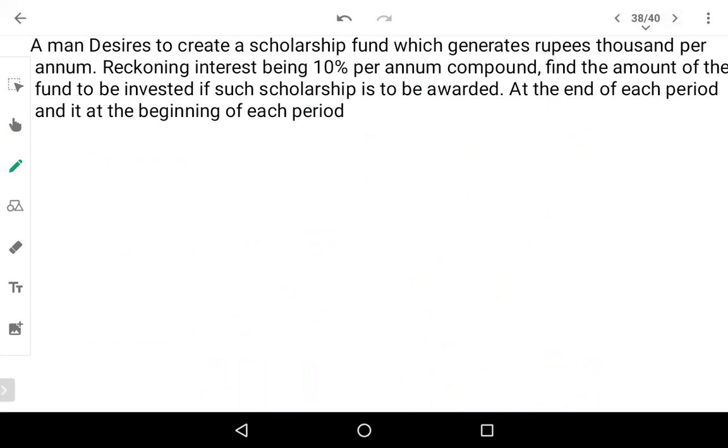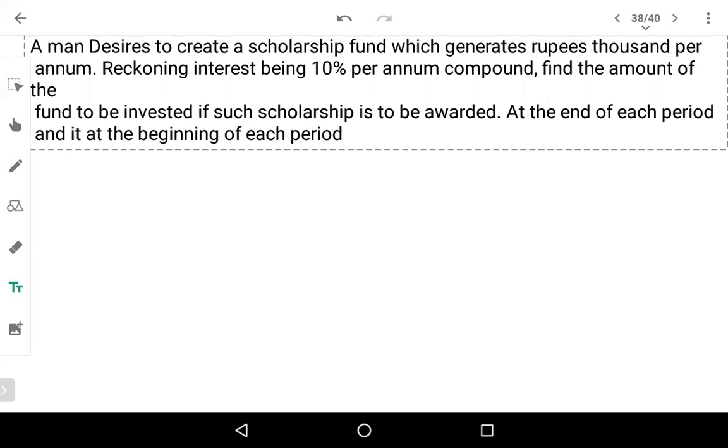Okay, now moving on to the next question. A man desires to create a scholarship fund which generates 1,000 per annum, reckoning interest being 10% per annum compound. Find the amount of the fund to be invested if such scholarship is to be awarded at the end of the period or at the beginning of the period.